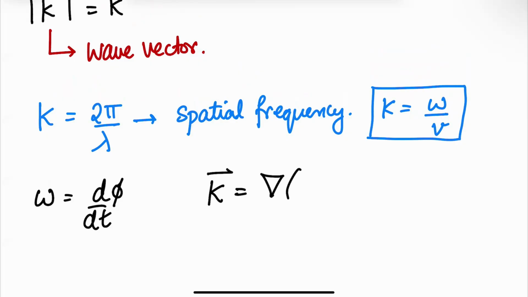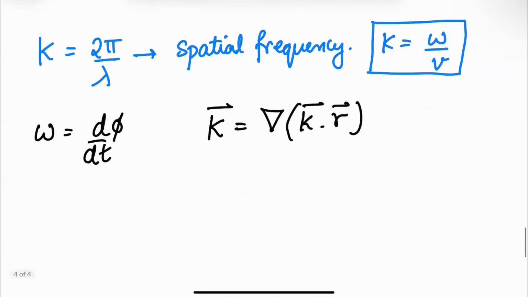But what is the phase? For a plane wave, the phase is just k dot r, right? And that's exactly what you get. If you take the gradient of k dot r, you get back k, right? So it's telling you which direction the phase is changing the fastest. That's what this k vector means.